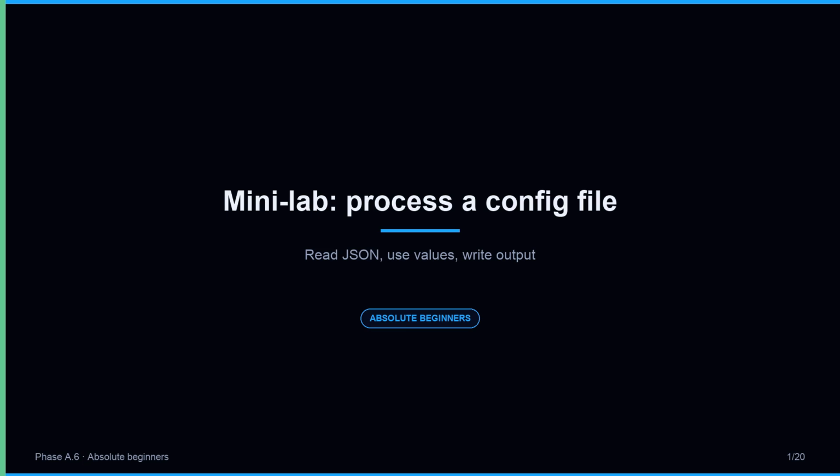You will read a JSON configuration file, pull values out of it, use those values in real code, and write the result to an output file. This is the kind of script you will write again and again in real work. We go slow. Every line gets explained. By the end you will have a complete, runnable example that ties the whole phase together.